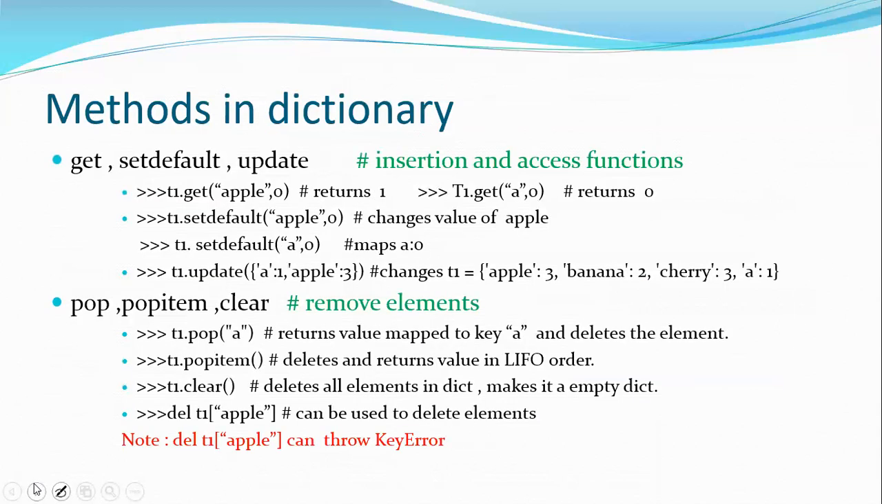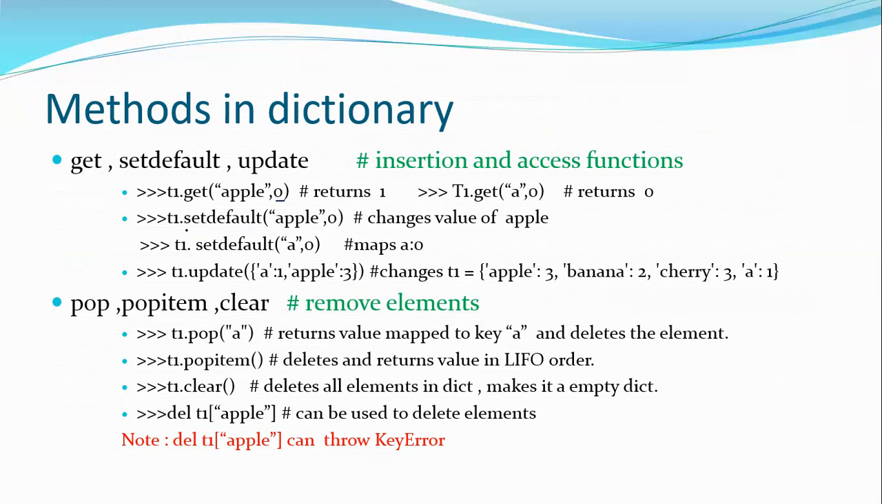Next, what are the methods that are present in a dictionary? First is the get method. Next, setdefault, update. These are insertion and access functions in a dictionary. If I say t1.get of apple comma 0, what is it saying? If the particular key apple is present in t1, then return the corresponding value. If the particular key is not present in T1, then return the default value 0, right?